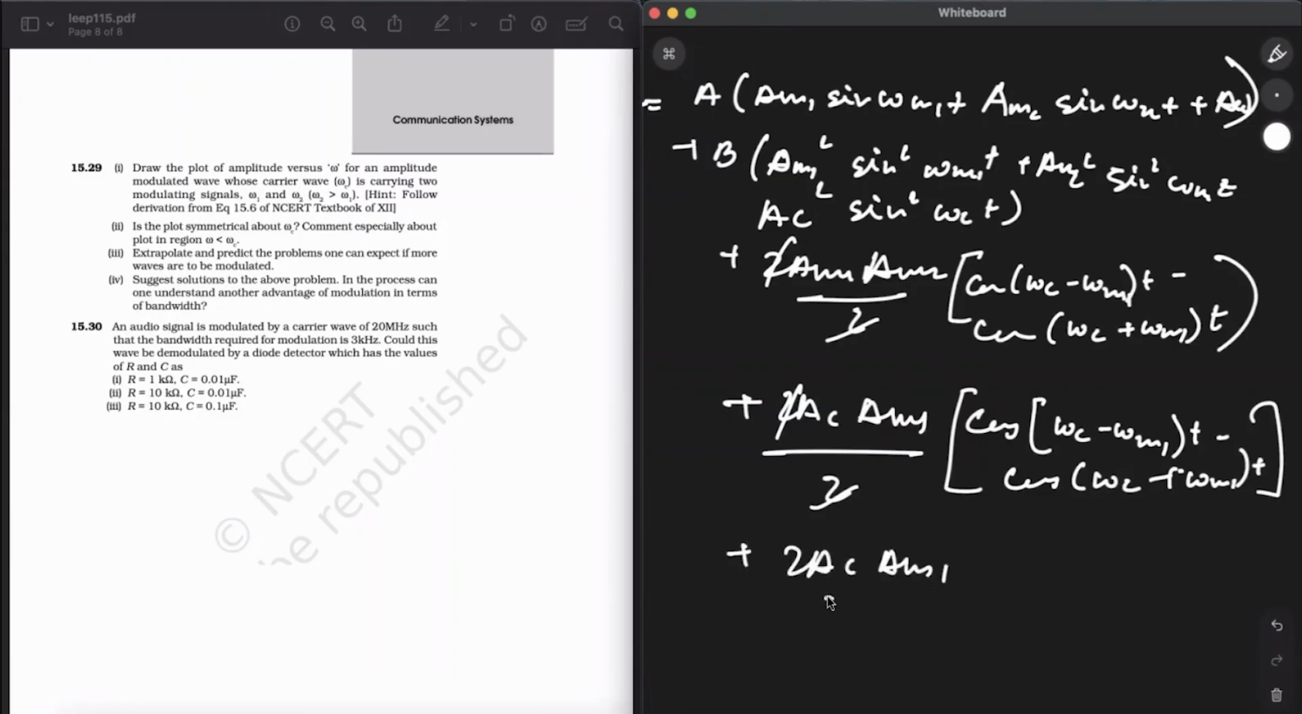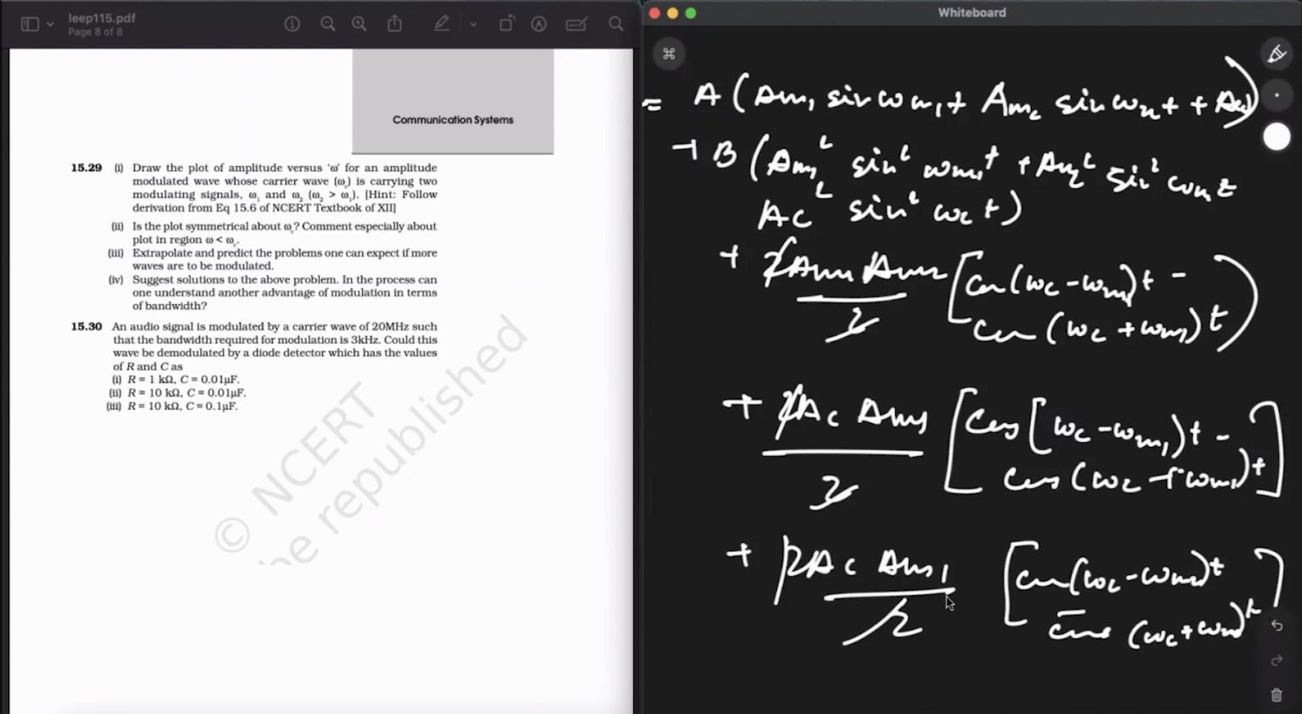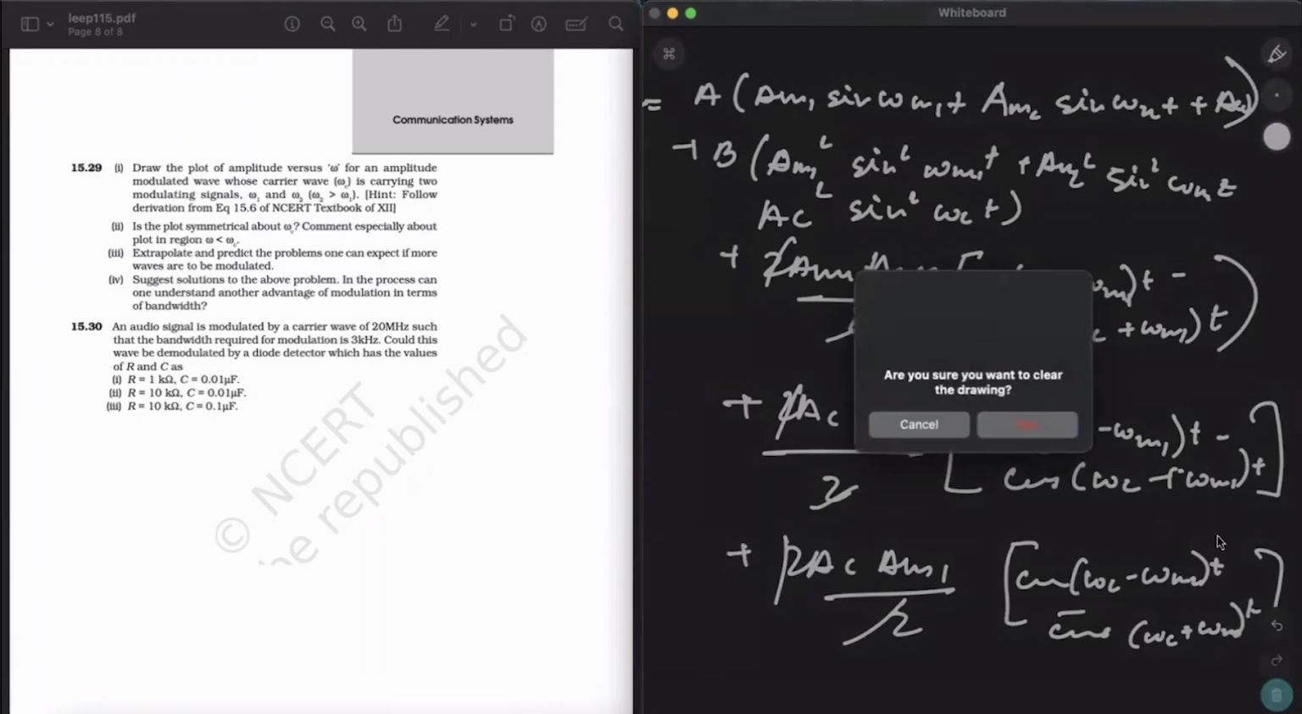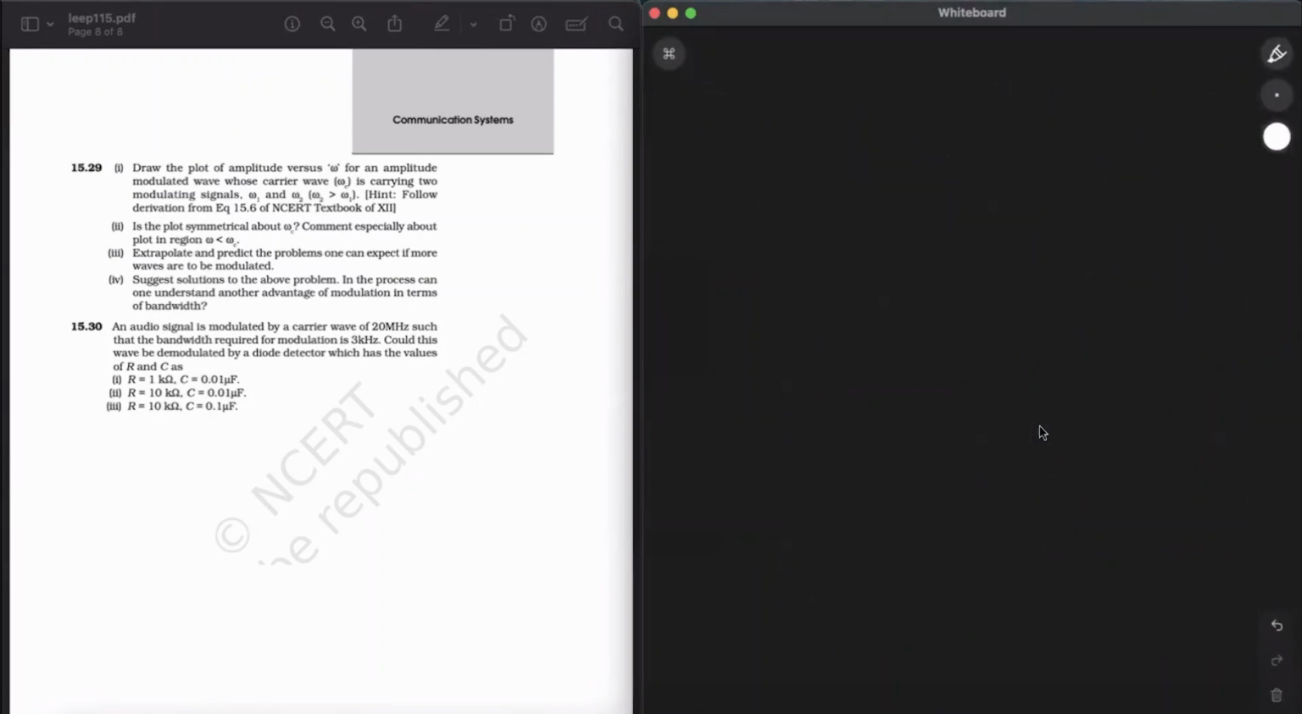AC Am2, cos omega c minus omega m2 t minus cos omega c plus omega m2 t. There's a 2 together, and that will be the final derivation.